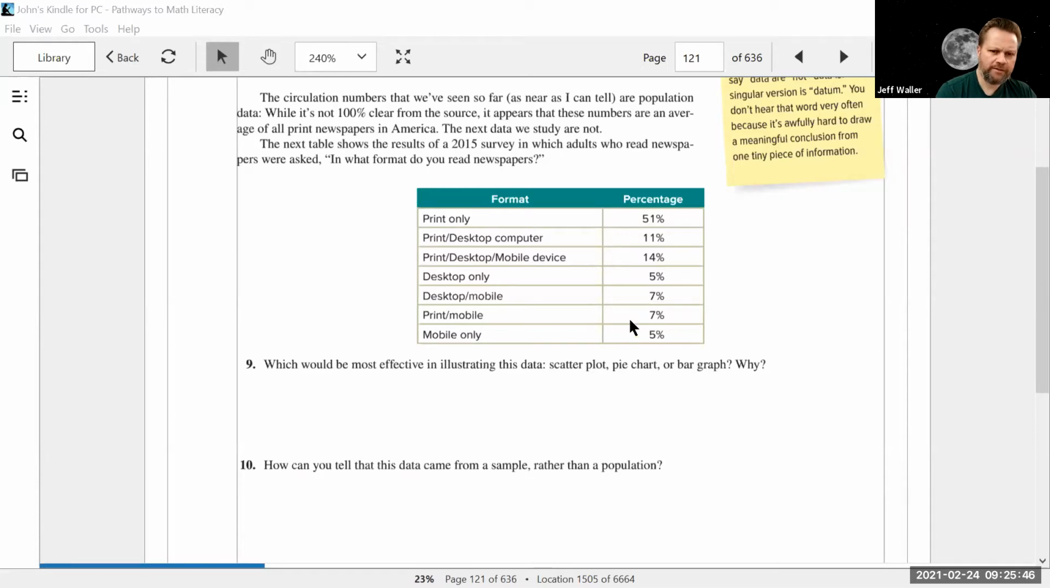Are there points? There aren't points, they're percentages, so a scatter plot would not work. A bar graph would work. You could make a bar graph for this, right? Make the height... this would be the tallest bar. This would be the biggest slice. Okay, I like it.